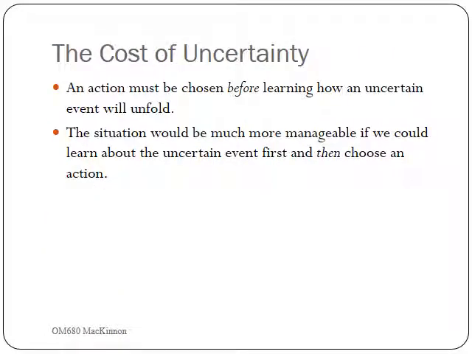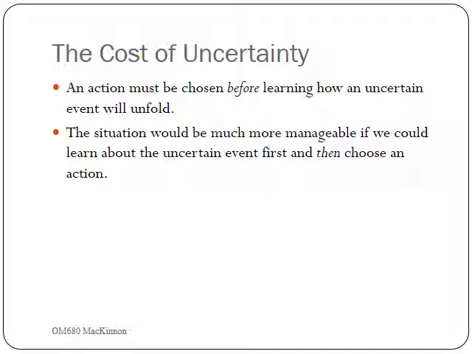Okay, so let's talk about the cost of uncertainty. As we've said, we've got to take action. The first node in our decision tree is an action node. So we have to make a decision before we learn how the chance nodes will play out. We have to make a decision before we find out what happens at the uncertainty levels.